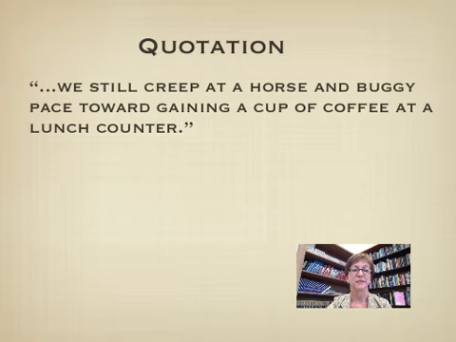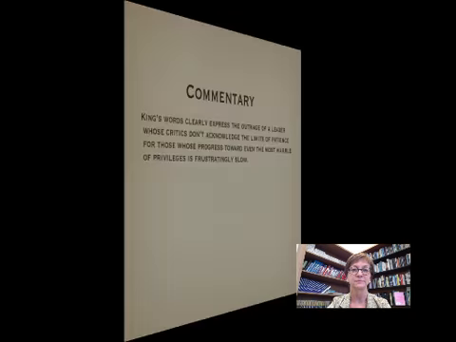Then I've got the quotation itself. "...We still creep at a horse and buggy pace toward gaining a cup of coffee at a lunch counter." So things to notice about this are, because it's a quotation, I've got quotation marks around it. Also notice that I've got an ellipsis at the beginning, something you probably refer to as a dot dot dot. And the ellipsis shows that there's some text missing, that I didn't start right at the beginning of the sentence.